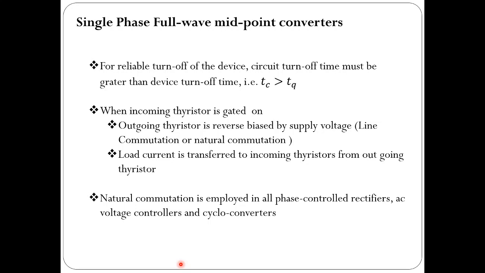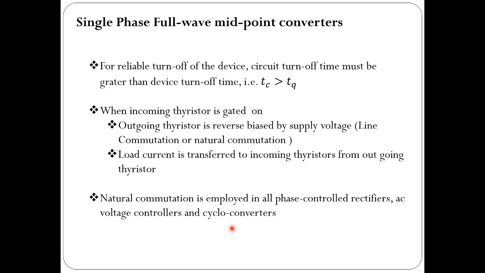Natural commutation is employed in all phase control rectifiers, voltage controllers and cycloconverters. Of course, phase control rectifiers are nothing but the rectifiers we are discussing right now. Voltage controllers and cycloconverters we shall discuss in the last chapter. There also we shall see that natural commutation is applied for each thyristor, so no separate commutation circuit is required.